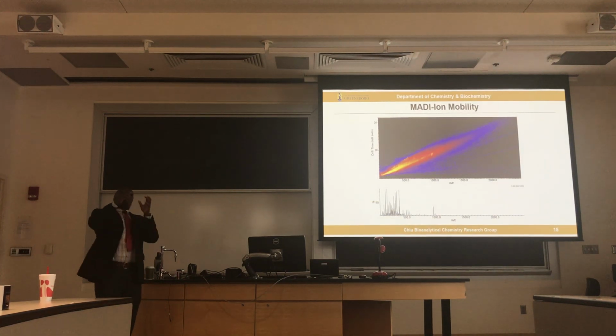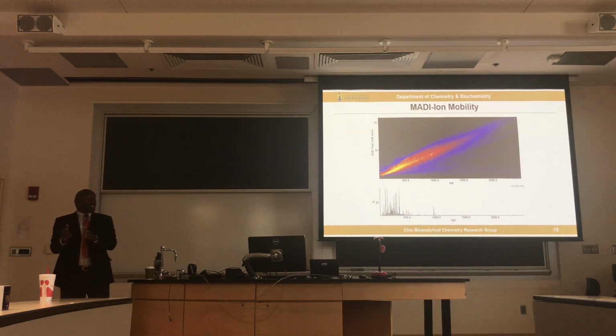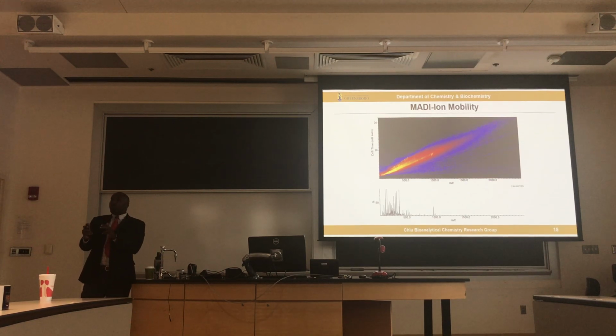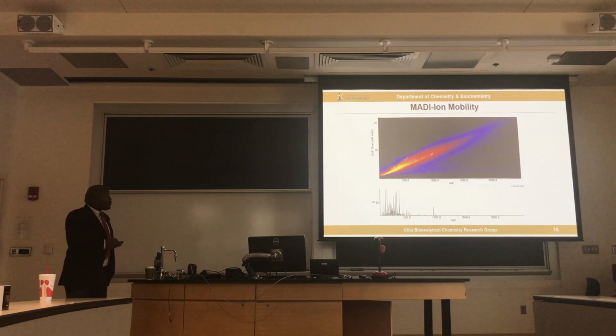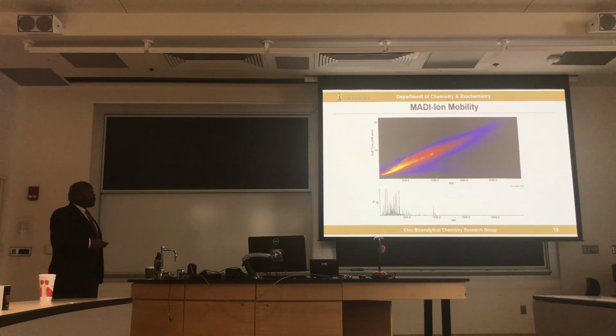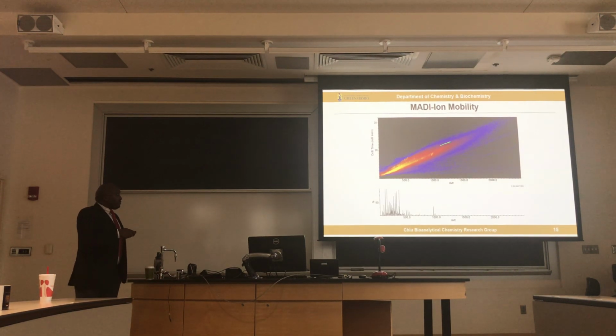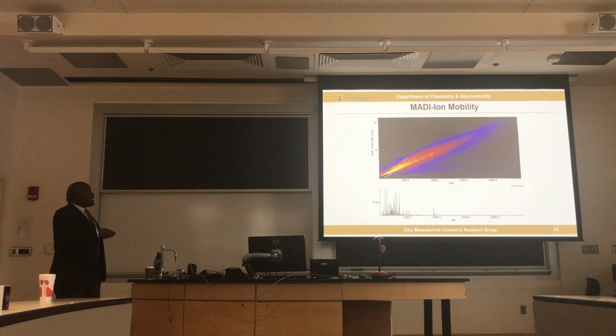But then, when you couple MALDI as an ionization technique with ion mobility, we realize that you generate a trend line. What you are seeing here is that the blue color is the noise, and the intense golden white color is the intensity of the peaks. So these are noise, and these are the most intense peaks. So you realize that there is a trend line that's generated once you couple ion mobility with MALDI.